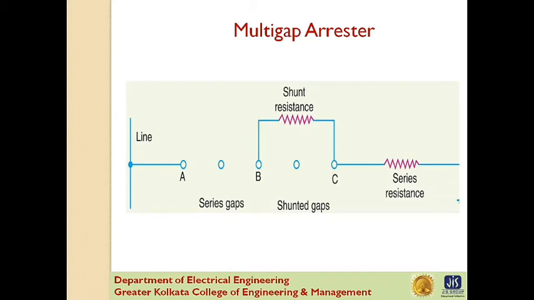When the surge is over, the arcs B to C go out and any power current following the surge is limited by the two resistances, shunt resistance and series resistance, which are now in series. The current is too small to maintain the arcs in the gap A to B and normal condition is restored. Such an arrester can be employed where system voltage does not exceed 33 kV.